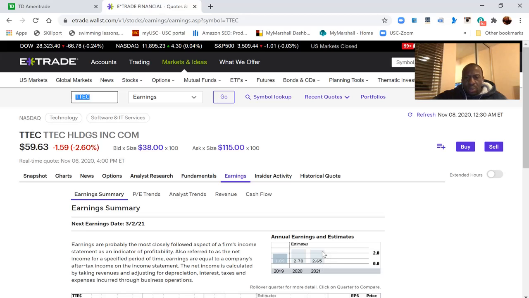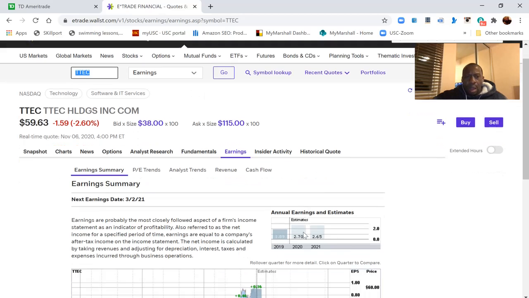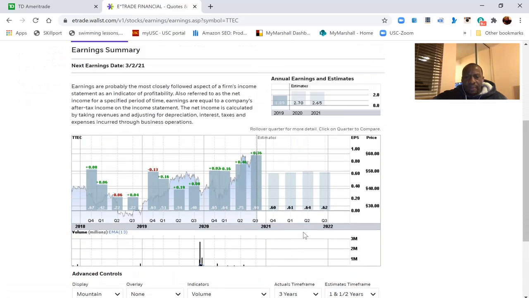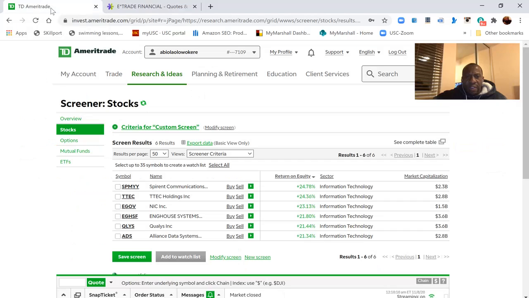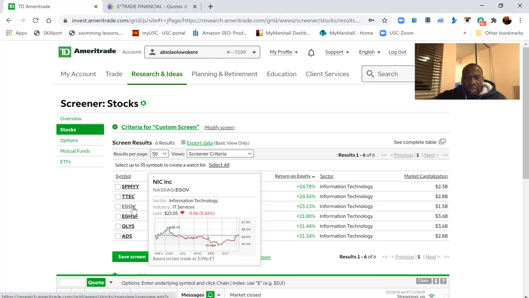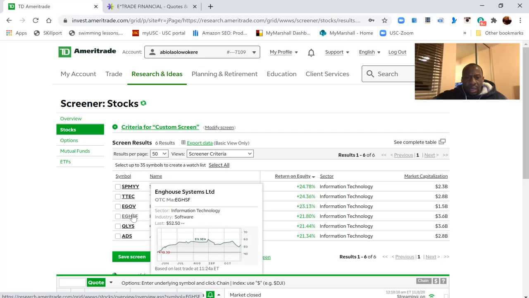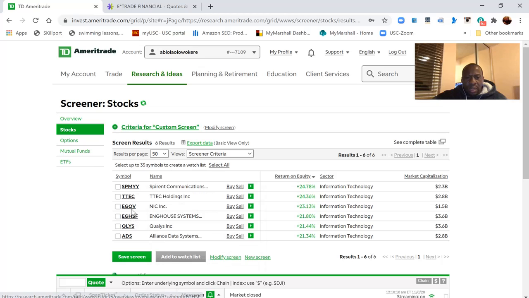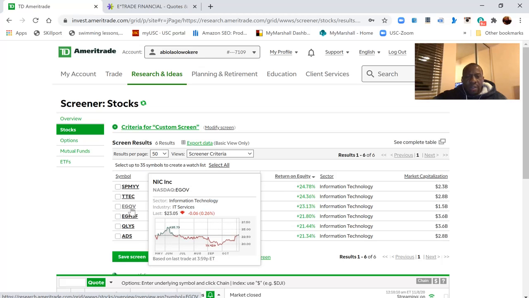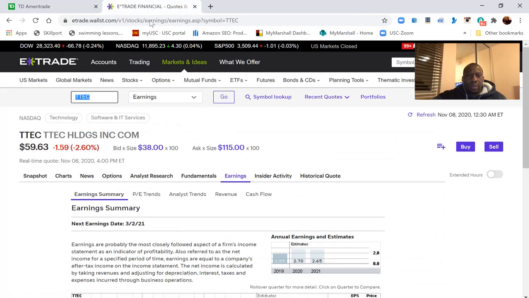I wouldn't worry too much about a 2021 dip only because we're in COVID. But you get the idea. So that's kind of how I filter. Any of these two stocks will be good. I'm gonna try one more. Let's see. I'll try the eGov just to give you another perspective.